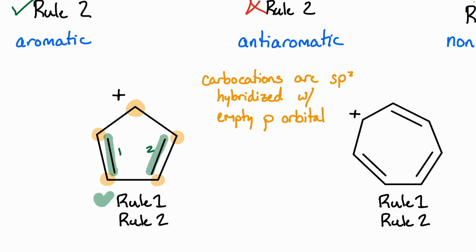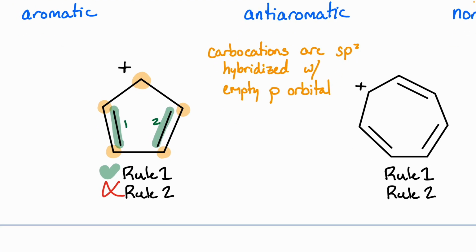So does it pass or fail rule 2? It fails, right? 2 is an even number. So this would be an anti-aromatic compound.